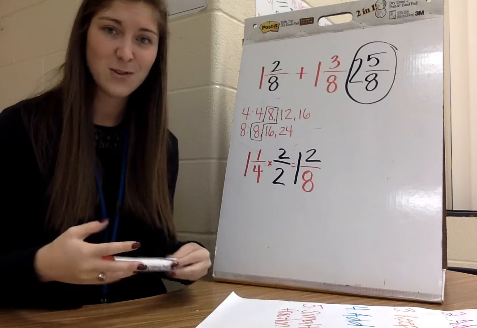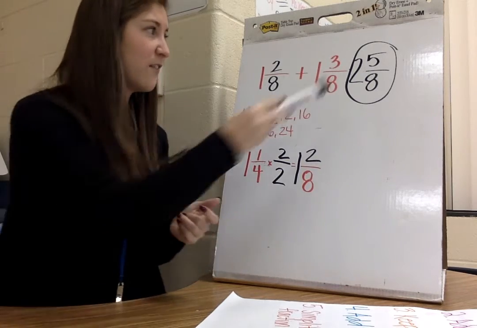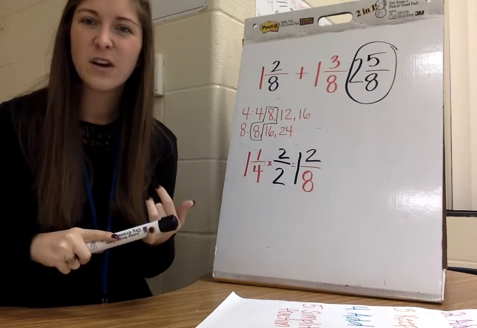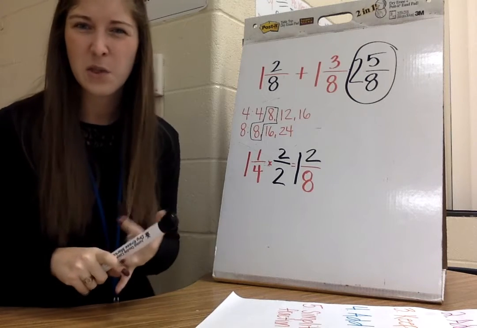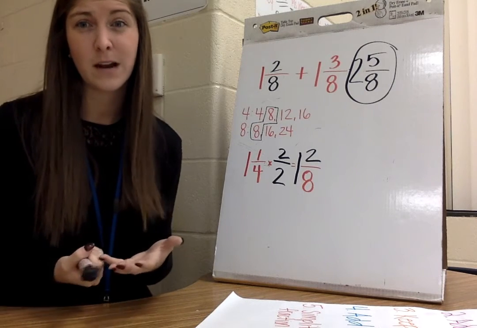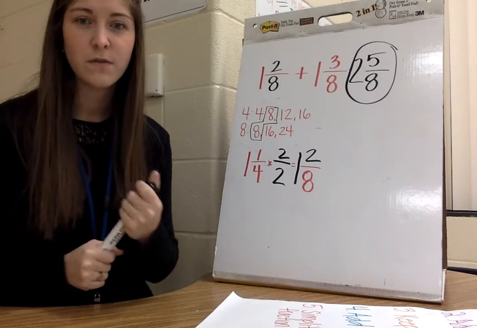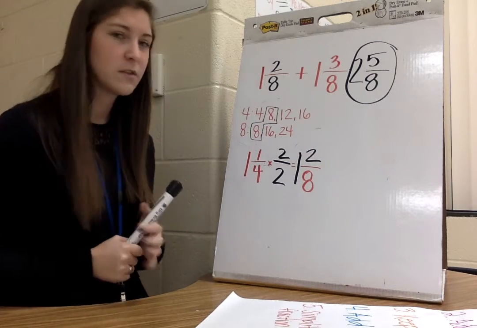Now, my step 5 was to simplify, but 5/8, nothing that can go into 5 can also go into 8, and nothing that can go into 8 can go into 5 either, so I cannot simplify this fraction. So 2 5/8 is our answer. So let's look at another one.